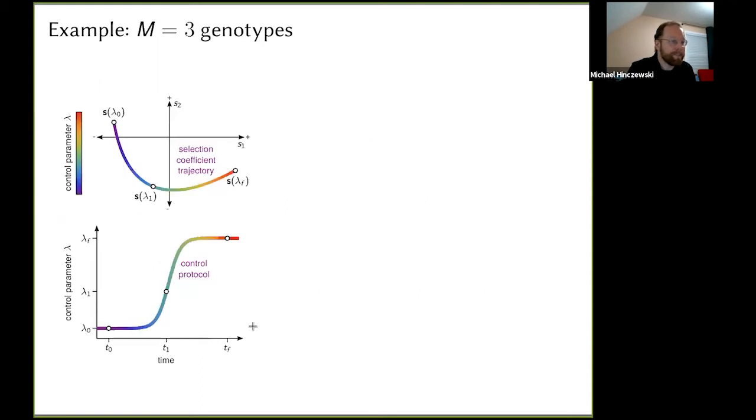So in a multidimensional sense, you can visualize this like this. For example, this is in the case of 3 genotypes. So let's say you have some control protocol, some drug dosage. You're changing from some initial to final time. That maps out a path in some vector space of your selection coefficient, right? This is a 2-dimensional space because we have 3 genotypes.